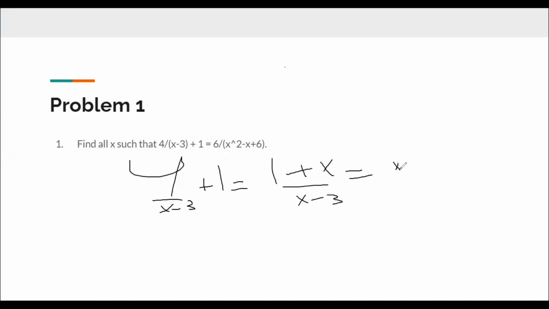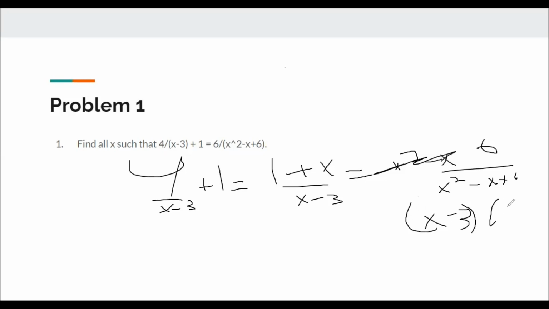And this should be equal to 6 on the top, x squared minus 5x plus 6. Notice how x squared minus 5x plus 6 can be factored into x minus 3 times x minus 2. So if we multiply both sides by x minus 3, this is going to cancel with this, so you're going to get 1 plus x is equal to 6 over x minus 2.